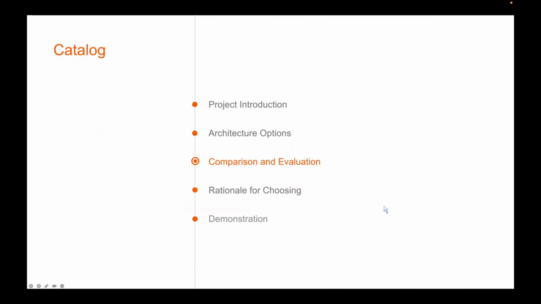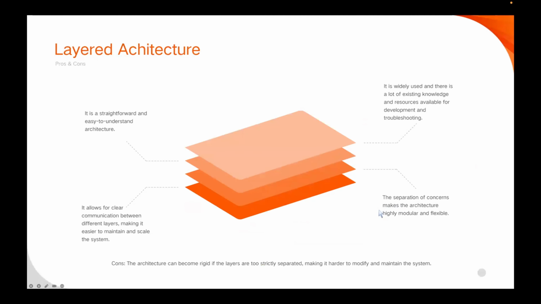After discussing the two architectures, let's go through their advantages and disadvantages. As we can see, the layered architecture is very straightforward and easy to understand, and the communication between different layers is clear. Its modularity makes it flexible, allowing changes to be made with ease. However, one disadvantage is that if the layers are divided too strictly, it can be difficult to maintain and modify, and there will be more coupling between direct calls of each layer. For large projects, too many layers can also make it difficult to manage.